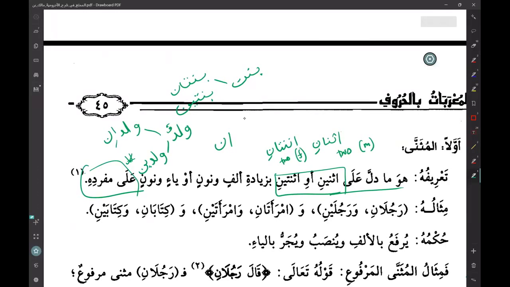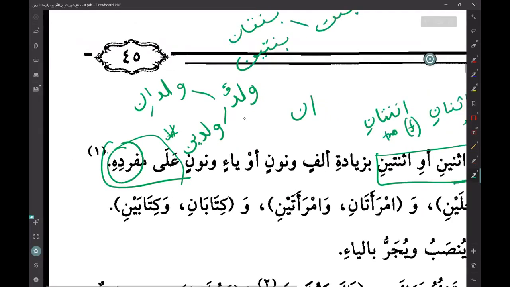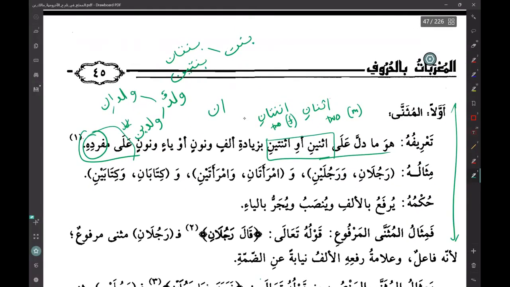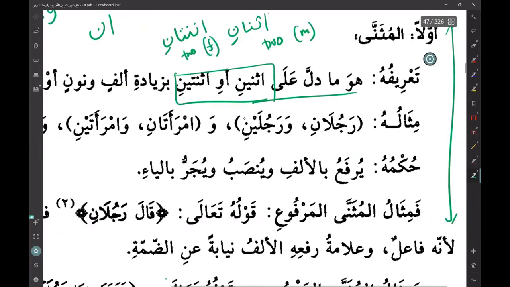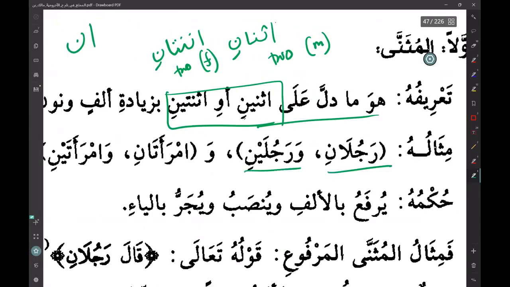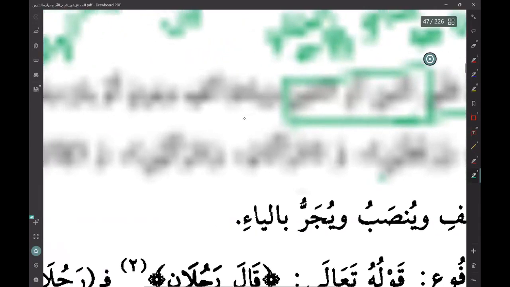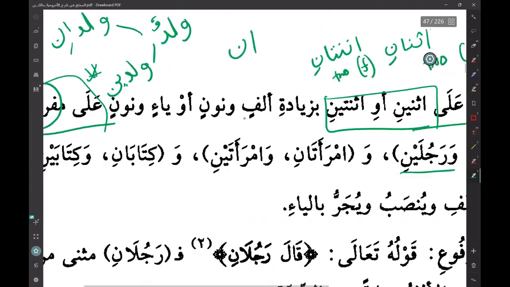So what you have to know is that you have a mufrad, singular, and you make it dual by adding alif and nun or ya and nun. Okay, and you'll see why this definition is important. But by and large, alhamdulillah, we studied this. We know this is very simple. What is the hukum? Here it gives examples: rajulani, rajulaini, imratani, imrataini, kitabani, kitabaini. We know all of these, no problem.